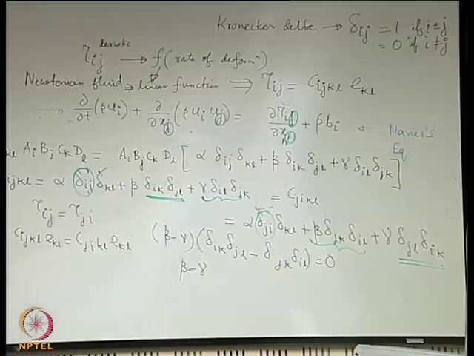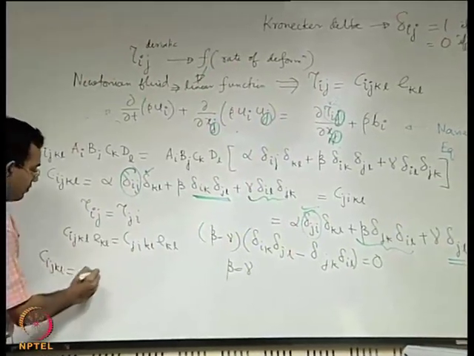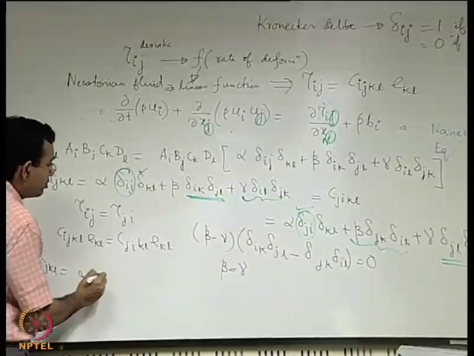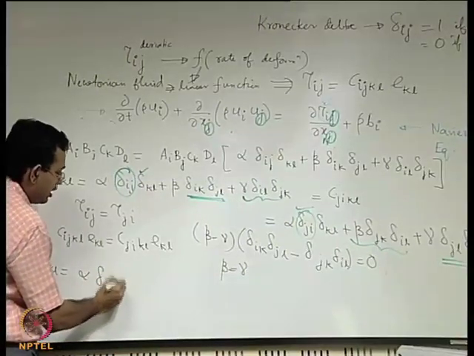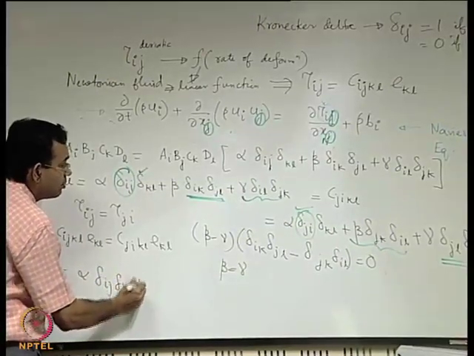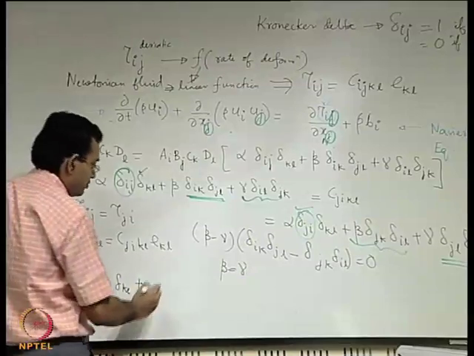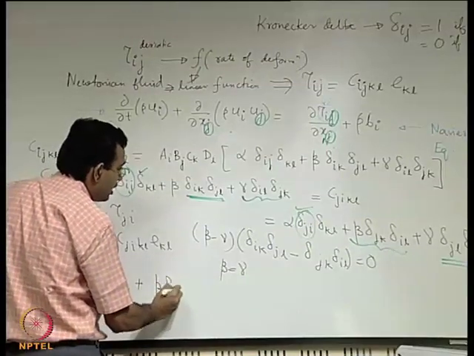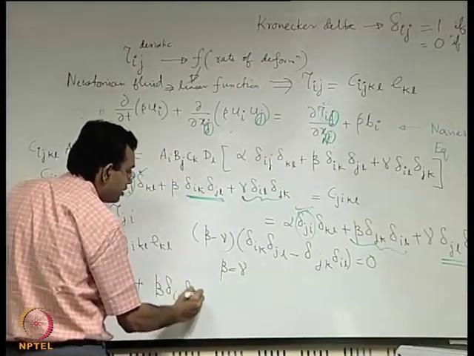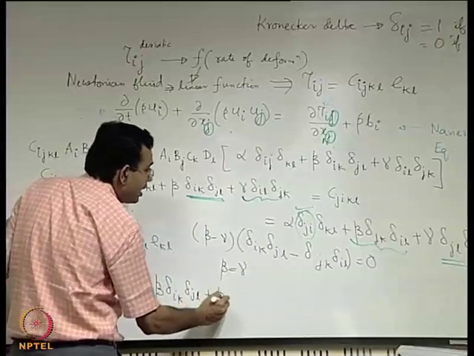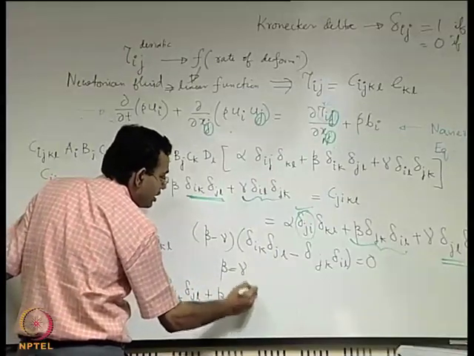So, now we can write C_ijkl is equal to alpha into delta_ij delta_kl plus beta into delta_ik delta_jl plus beta into delta_il delta_jk.